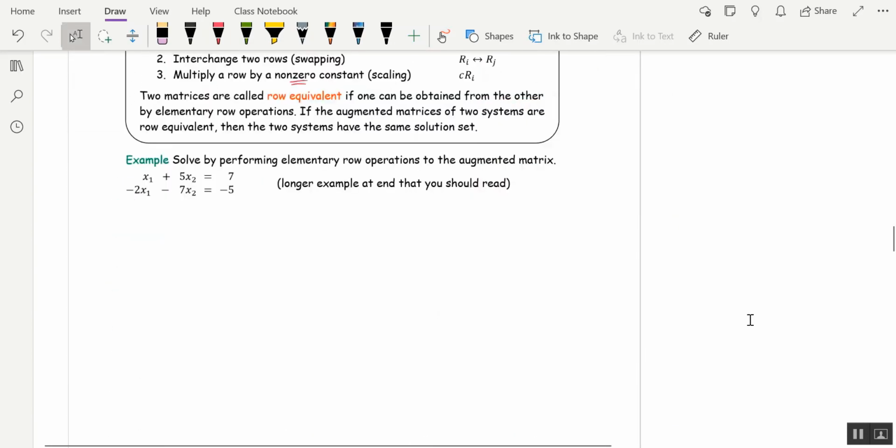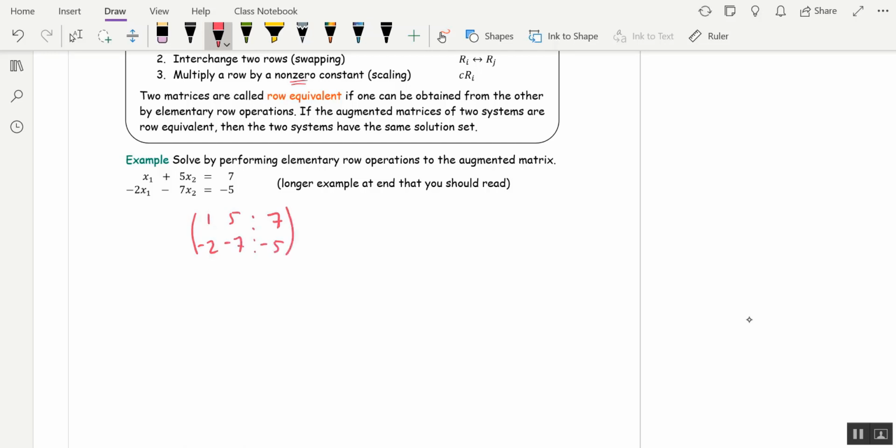Okay, so let's solve this system by doing elementary row operations on the augmented matrix. So we'll start with the augmented matrix: 1, 5, 7, -2, -7, -5. That's augmented. Again, those dots are optional. So I've got a leading entry up here. I want zeros below it.